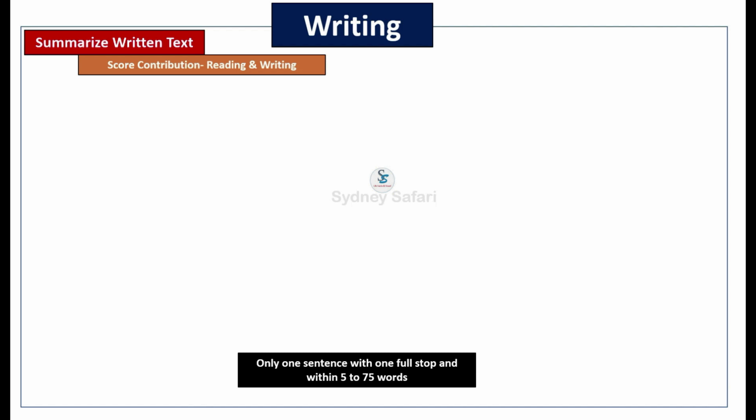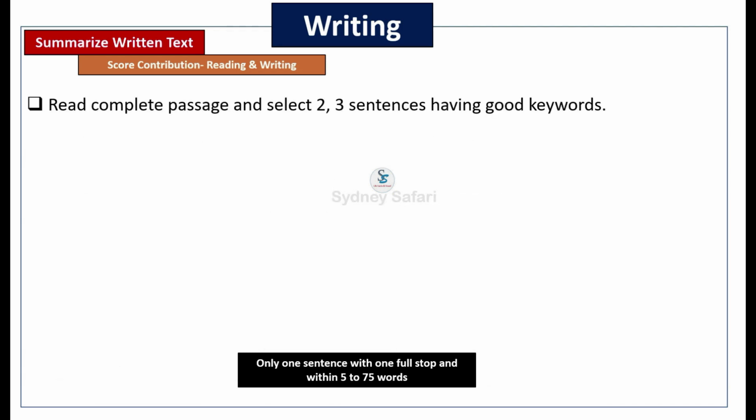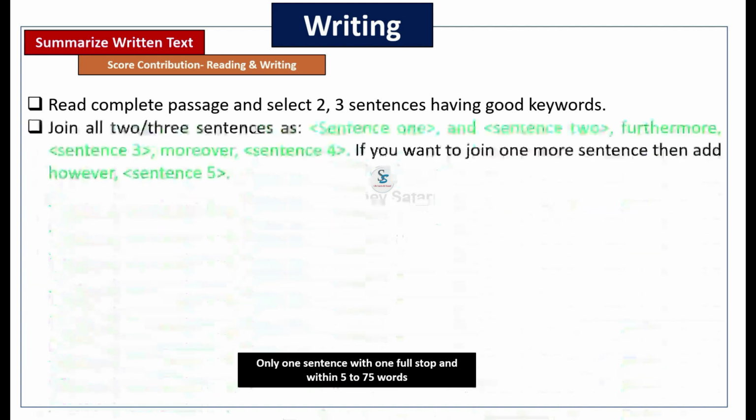This is not the summarize spoken text task. It is a written text and you have to write only one sentence. Read the complete passage and select 2-3 sentences having good keywords. Good keywords means a name, place, or anything related to the topic being discussed. Join all 2-3 sentences you selected as sentence 1, comma, and sentence 2, furthermore, comma, sentence 3, comma, moreover.